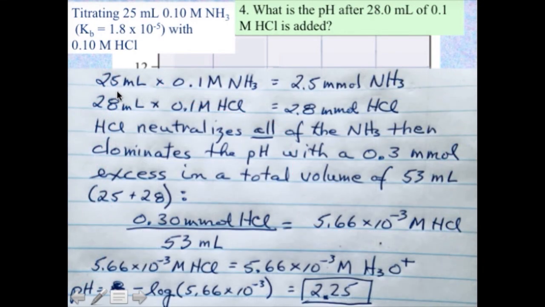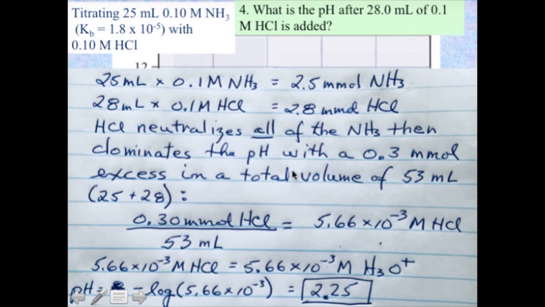So now we have an excess of HCl that we've added, right? We've got 2.5 millimoles of ammonia, but 28 times 0.1 molar HCl is 2.8 millimoles of HCl. So the HCl is going to neutralize all of the ammonia and then completely dominate the pH. It's the 800-pound gorilla after all. And the acidity caused by ammonium ion is negligible compared to the excess of HCl that we have floating around in there.